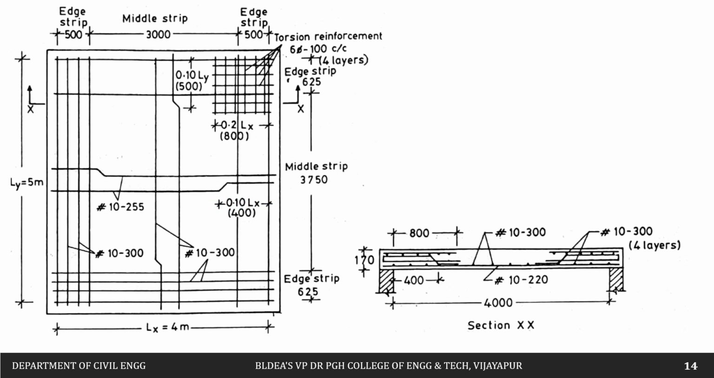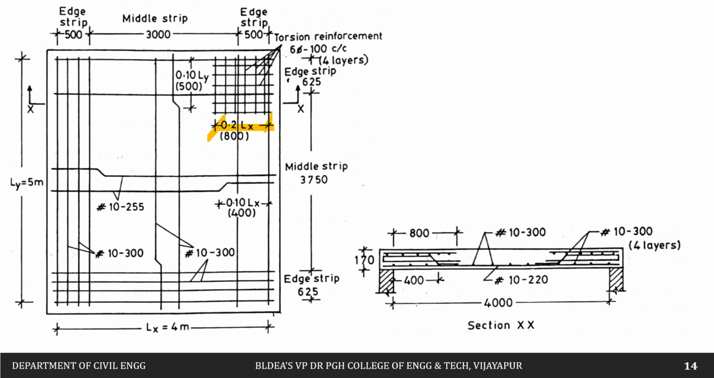Then next is regarding the torsional reinforcement. So we are going to provide a mesh like reinforcement. For this also we have done the calculation, that is 6 mm diameter about 100 mm center to center. So what should be this distance?